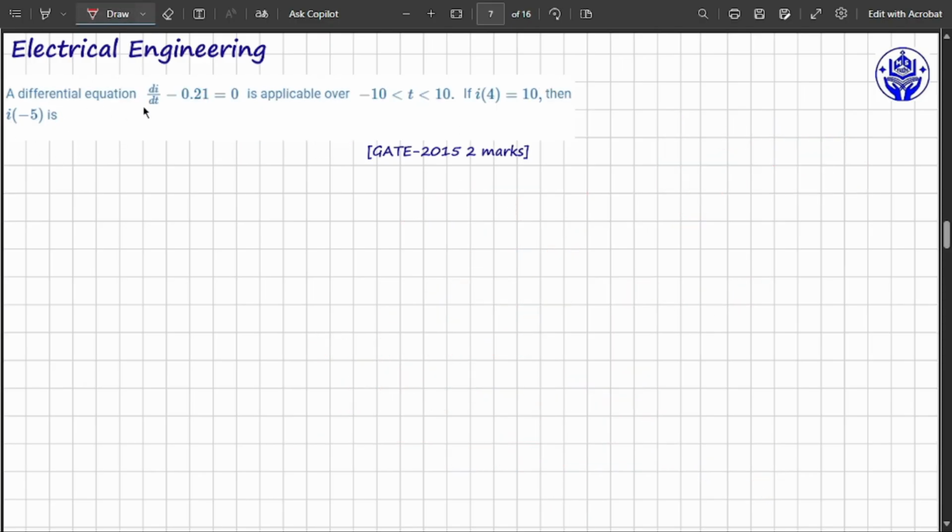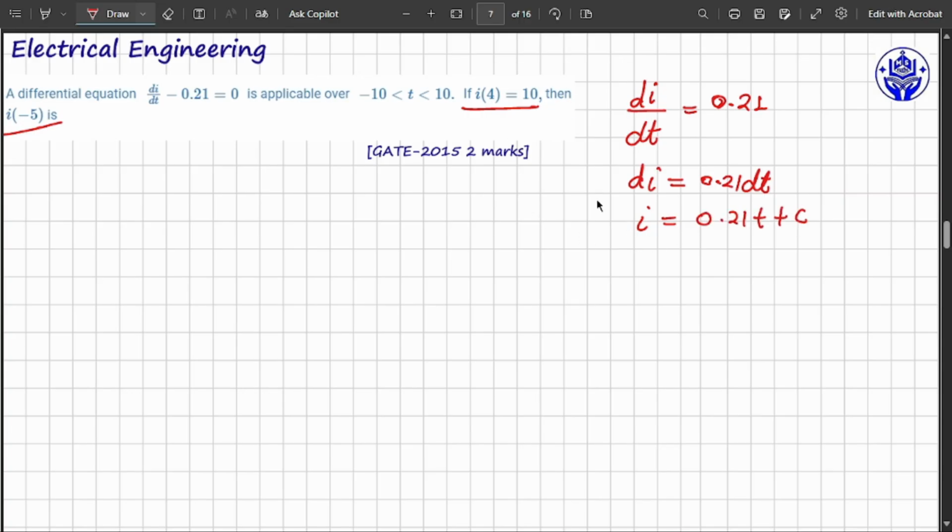Next, a differential equation is dI/dt = 0.21. Okay, then what is the value for this? This is the condition. Then what is the value of this? Yeah, dI = 0.21 dt. Then I = 0.21t + c.